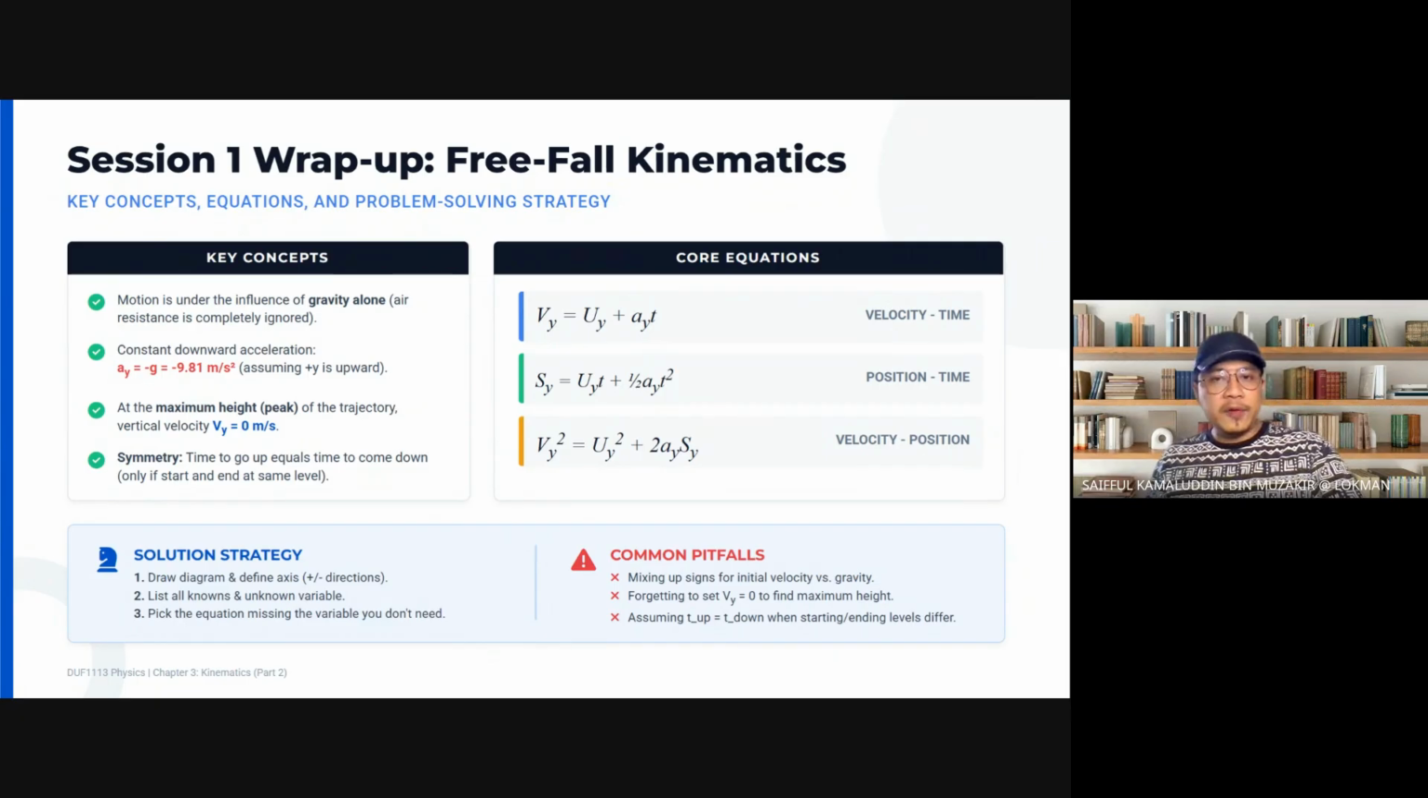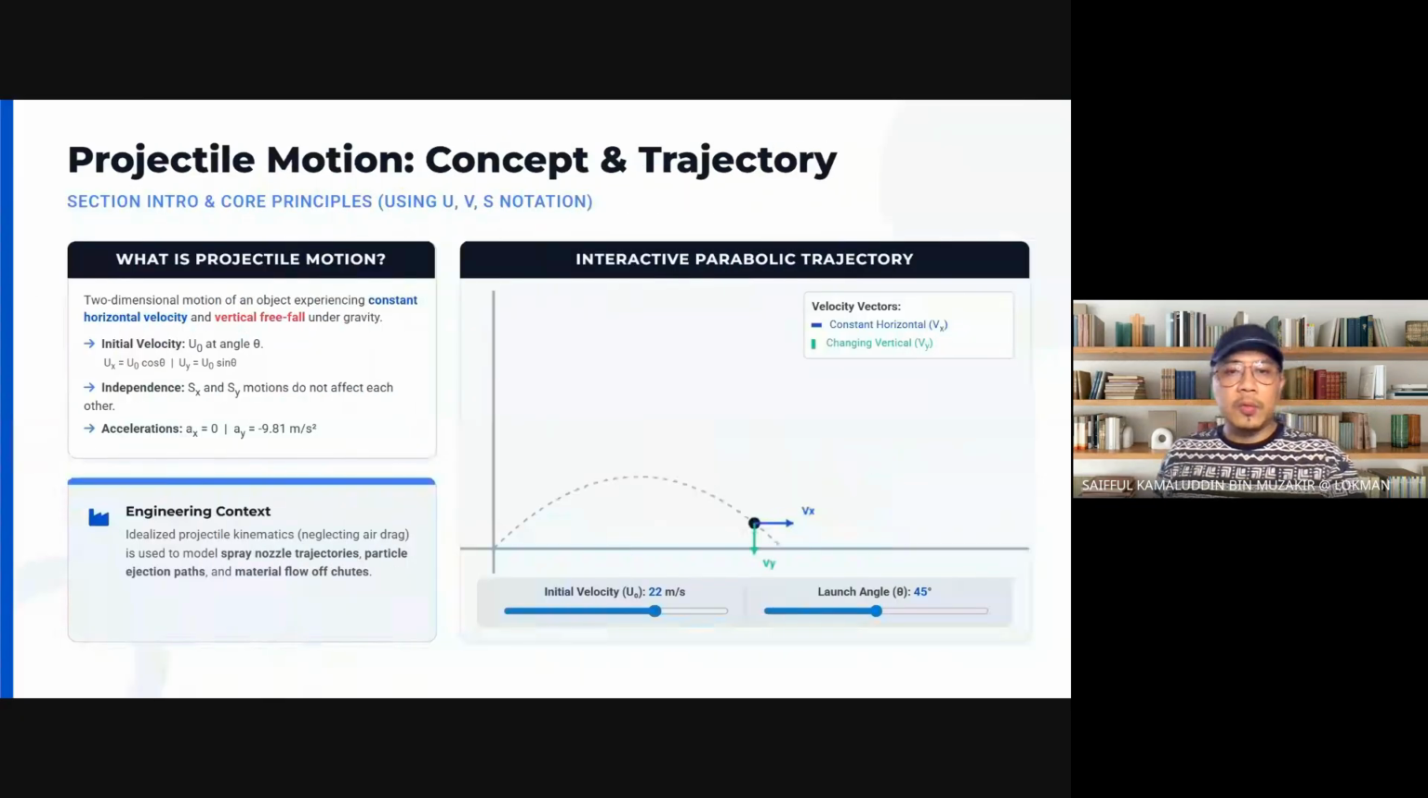So we have done free fall kinematics. So we need to look at the second part, which is very important. Of course, I will ask this question in the test. Of course, definitely. So listen carefully.